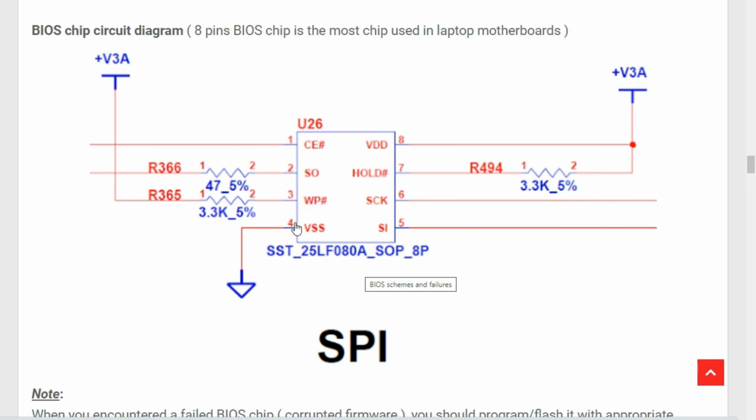This is the VSS. Always the pin number 4 for the BIOS is connected to the ground. We have VSS. This is the VDD. Always the pin number 8 is connected to the 3 volt. Here we have input. This is the clock. This is the halt, and the VDD, as we told you before, connected to 3 volts. So you can check if the BIOS is powered or not by checking the pin number 8. Without powering up your laptop, you can find 3 volt in pin number 8 of the BIOS.